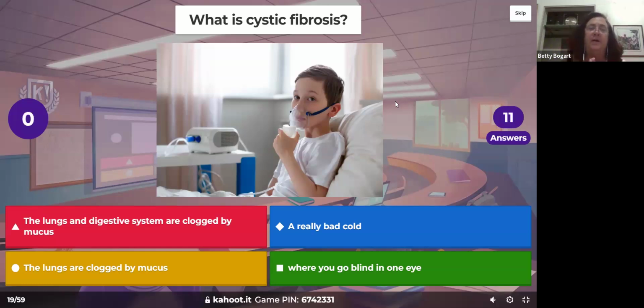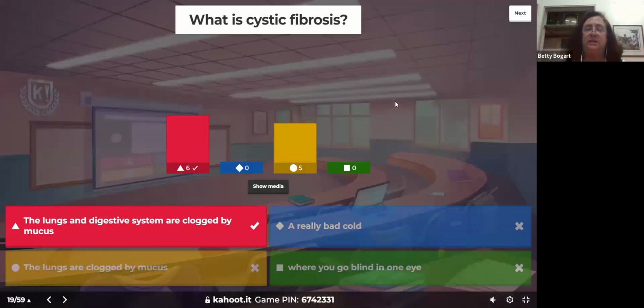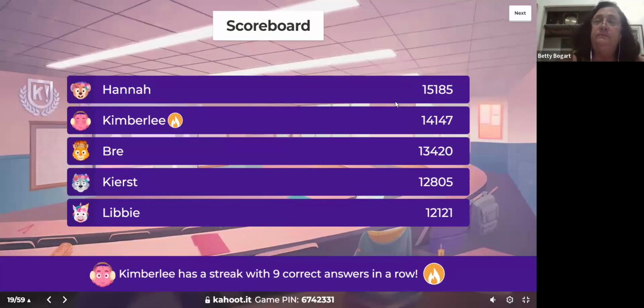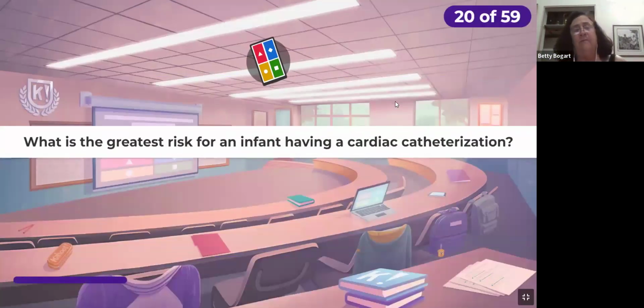So remember, cystic fibrosis is a two-system problem. The lungs get clogged and the digestive system, the small intestines, get clogged up. It's two of them together. So, double whammy for that mother and father.